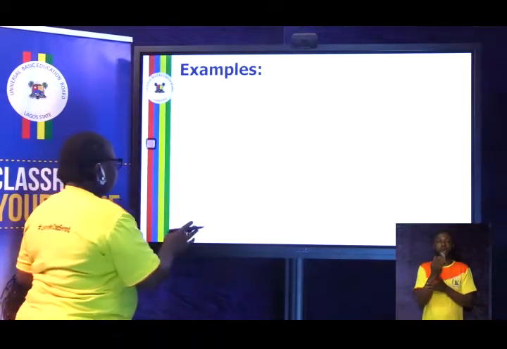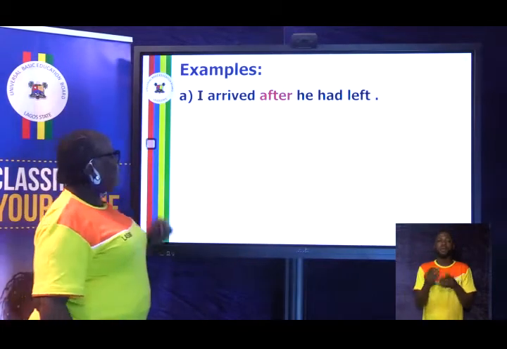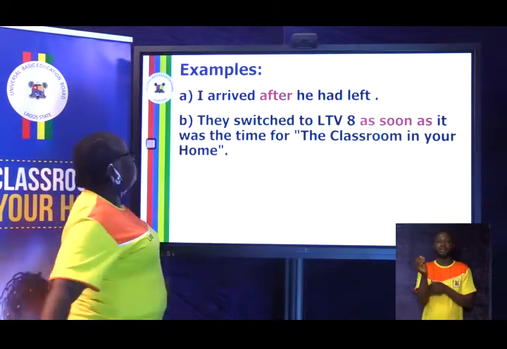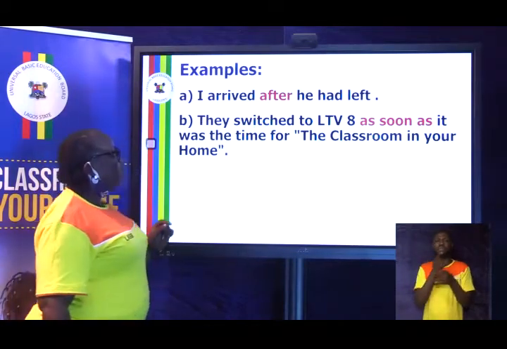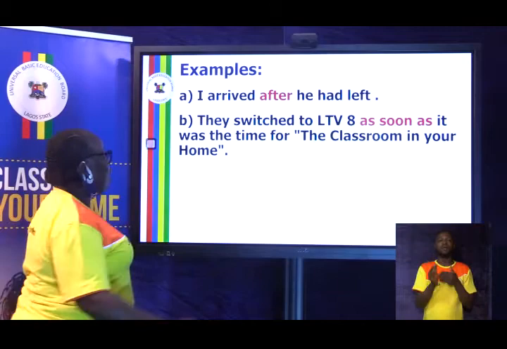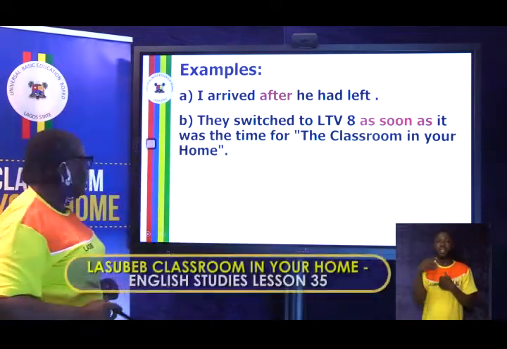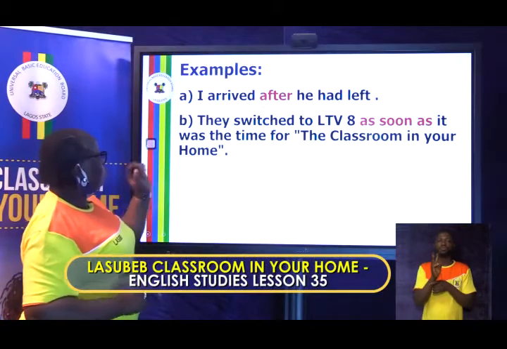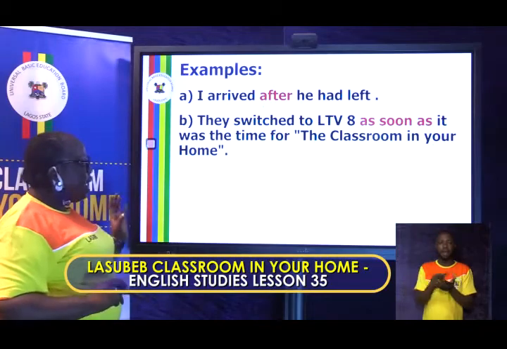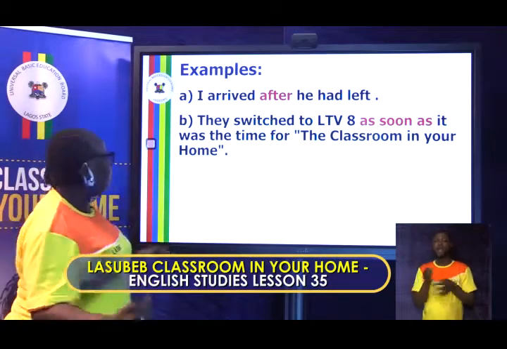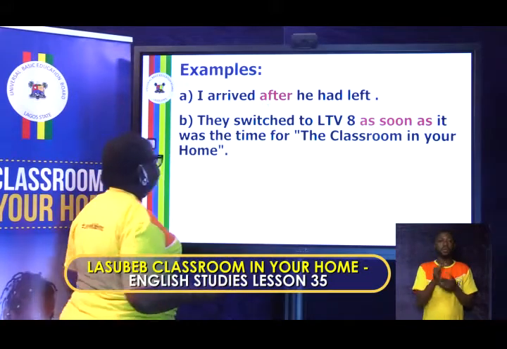Let's have examples of conjunctions of time. I arrived after he had left. What is the conjunction here? After. This is the conjunction here. After he had left. It has linked the sentences together. I arrived. He had left. The conjunction there, which is a conjunction of time, is after.